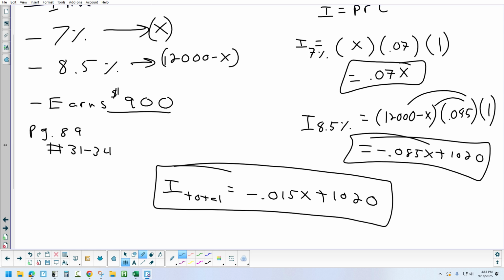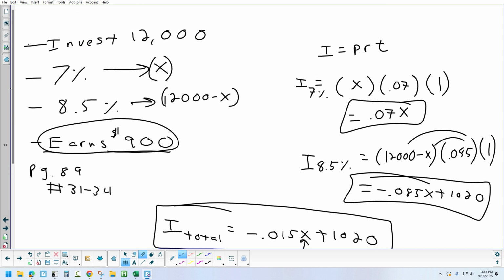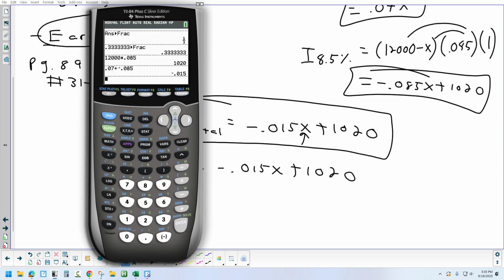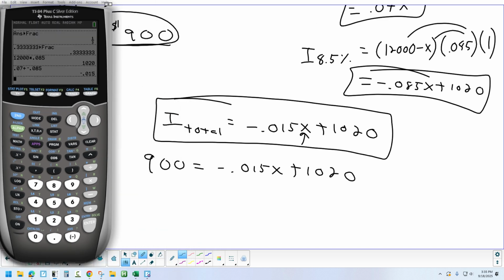Yep, total. This is a total amount of interest. It's not the amount of money at the 7% rate. That's what X is, and we don't know that. We're solving for it. Okay, so subtract 1,020 and then divide by negative 0.015. When you subtract 1,020, you're going to get negative 120 on the left, and then divide by negative 0.015. So that's $8,000 for X.